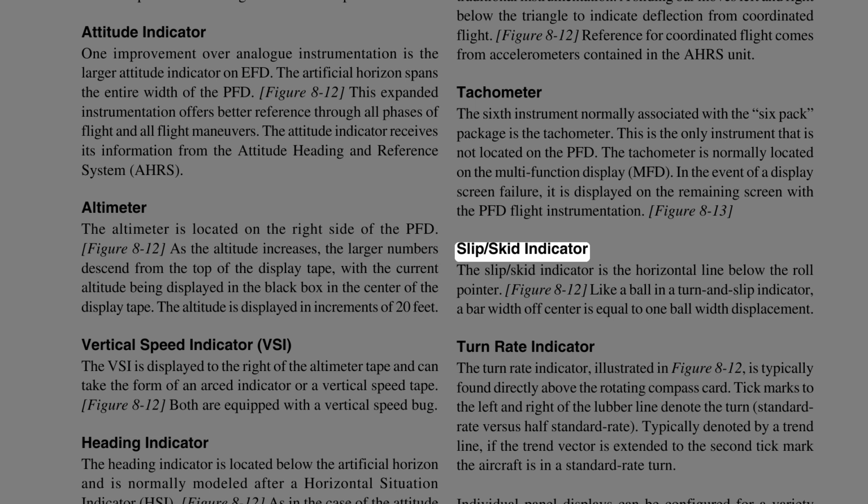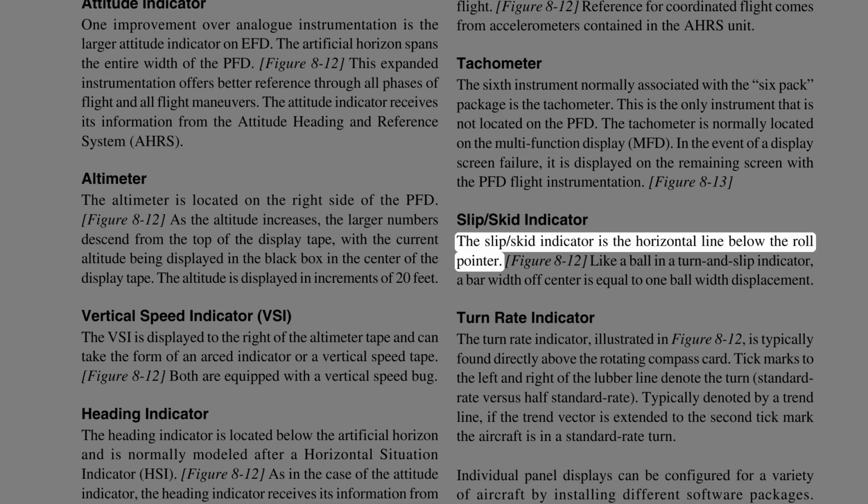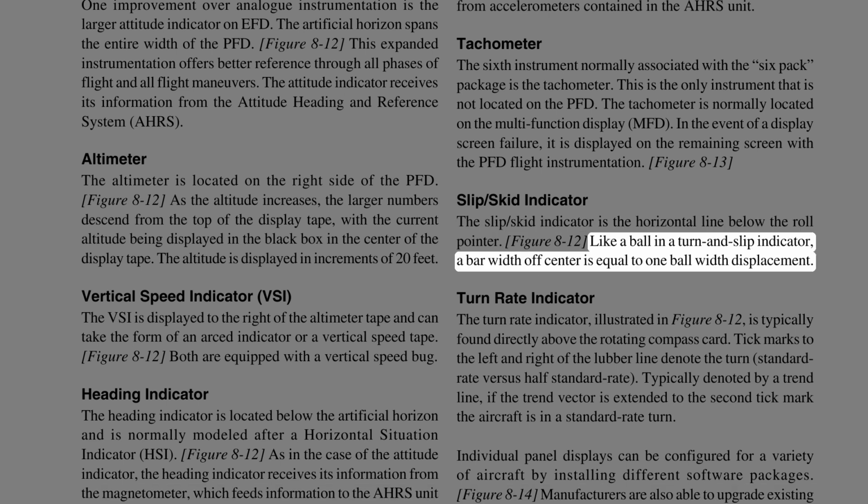Slip, skid indicator. The slip-skid indicator is the horizontal line below the roll pointer. Like a ball in a turn and slip indicator, a bar width off-center is equal to one ball width displacement.